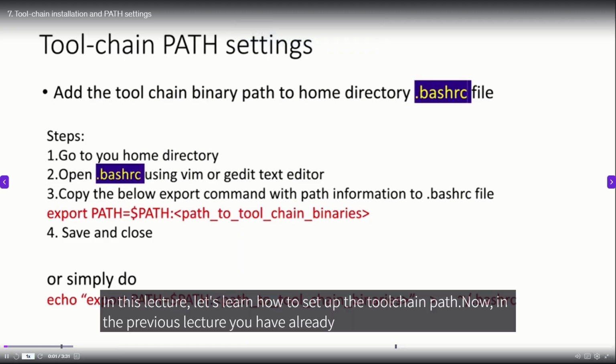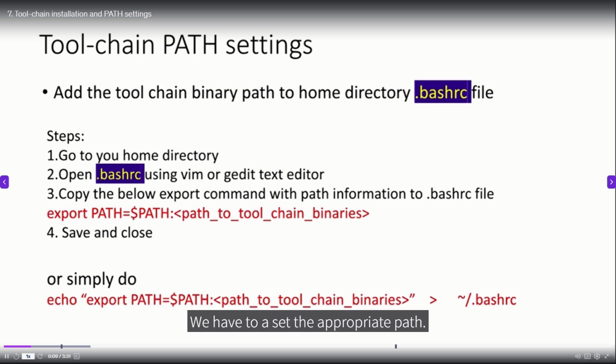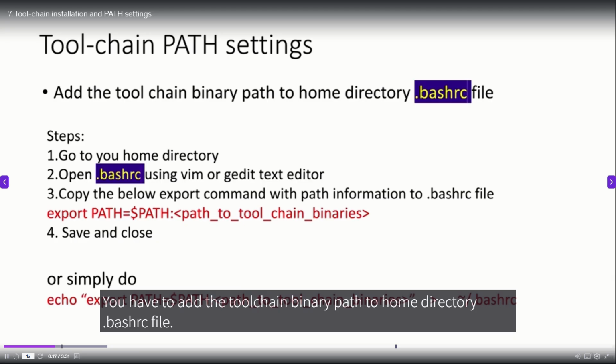In this lecture, let's learn how to set up the toolchain path. Now, in the previous lecture, you have already downloaded the toolchain. We have to set the appropriate path. This will be helpful while compiling our source codes. You have to add the toolchain binary path to the home directory's .bashrc file.